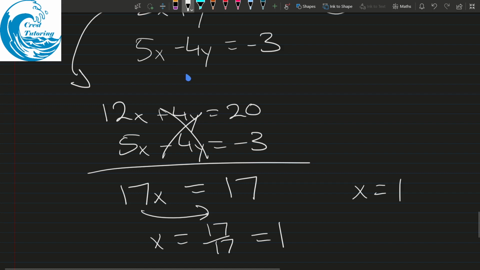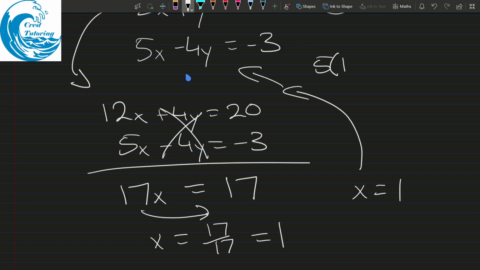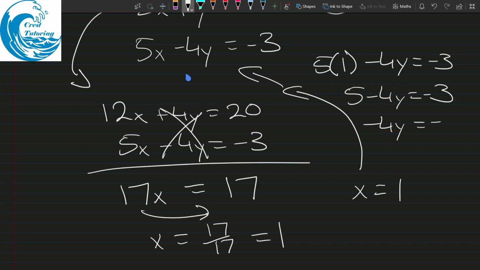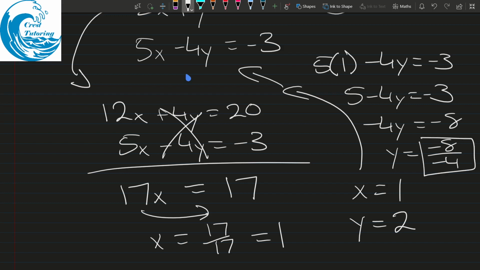So we bring it back up and substitute it into the top one here, we'll say. 5 times 1 minus 4y equals minus 3. 5 minus 4y equals minus 3. Minus 4y equals minus 8. y equals minus 8 all over minus 4. Therefore, y equals 2. If you put that into your calculator, you'll get 2. And then that's your whole answer for that one. x is 1, y is 2.